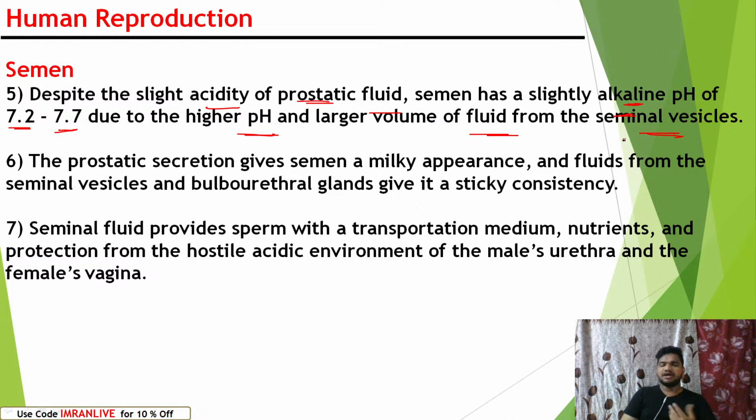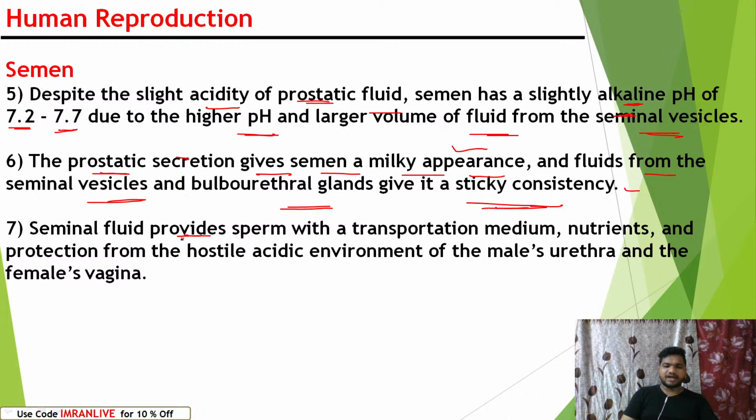The seminal vesicles secrete a large amount of fluid which is acidic. The prostatic secretion gives semen a milky appearance, and fluids from the seminal vesicles and bulbourethral glands give a sticky consistency. That means the liquids released from the seminal vesicles and bulbourethral glands give a sticky substance, and the secretion from the prostate gives a milky appearance, right?